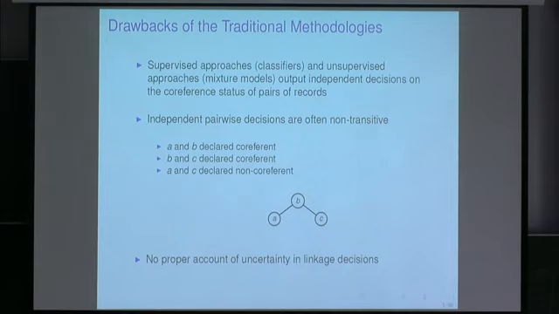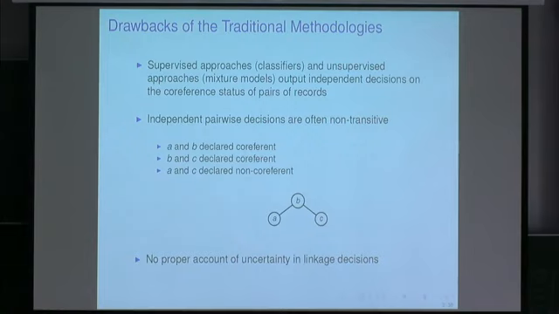So you can, for example, declare, or your method might declare that records A and B are linked. It might similarly declare that B and C are linked, but it might also declare that A and C are not linked, right? So this is a transitivity issue here. I mean, the linkage decisions, the matching decisions should be transitive, right? But because we are using those approaches, pairwise decisions, we might have this type of problems. And so what we have to do in practice is to resolve those somehow, right?